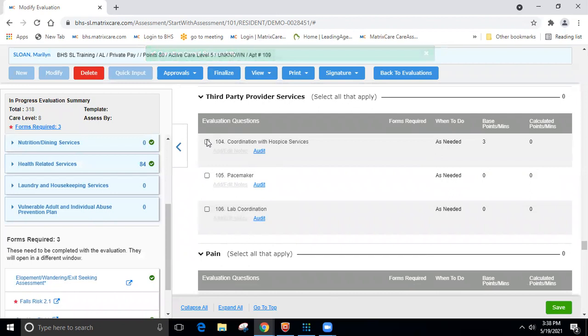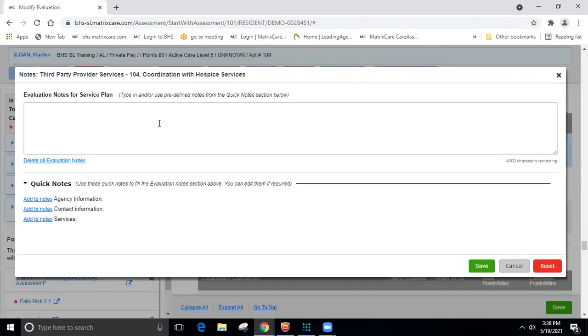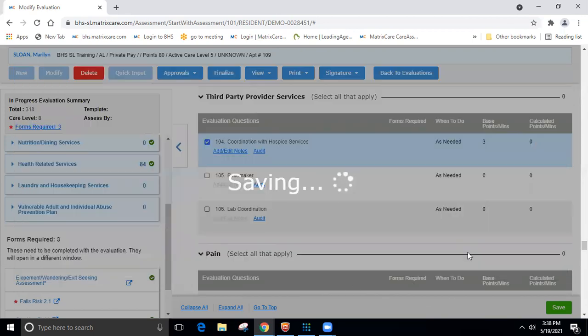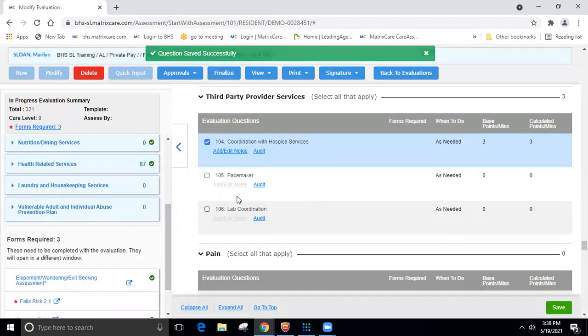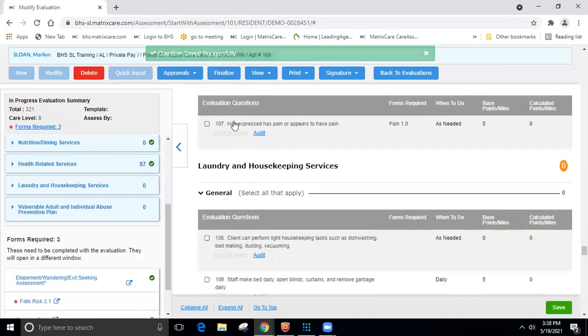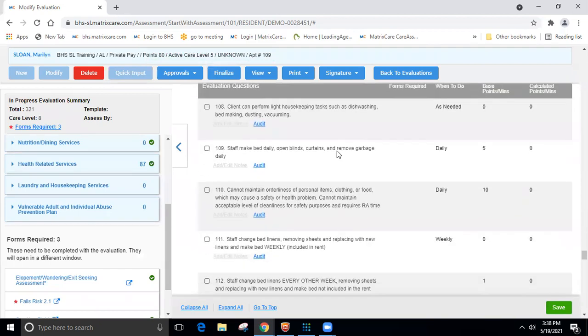Then there's a coordinate with hospice services. It's nice to have the agency name and who their contacts are and a kind of a brief overview of their services. So the aides know if they come on Mondays or Fridays, it's nice to have a little schedule in there for the aides. If they're expressing a lot of pain or you feel it's uncontrolled, you could click this and then your pain assessment would open.